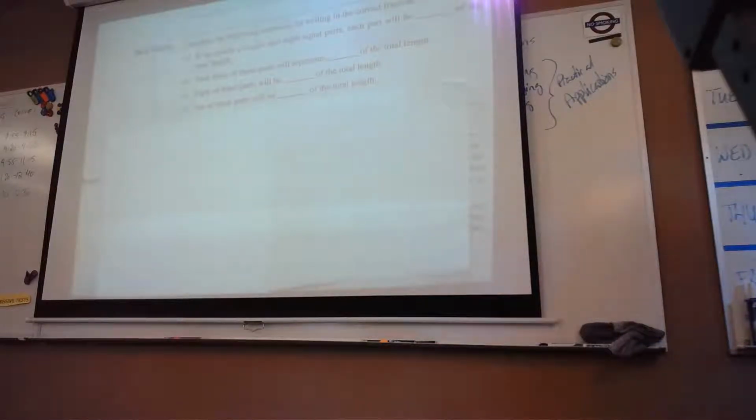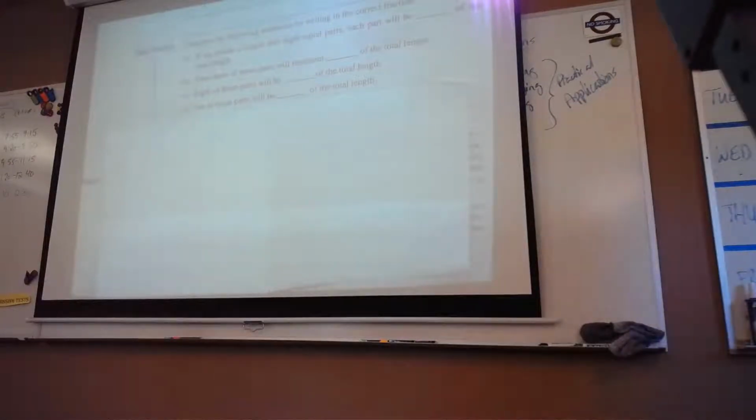Gwenny, 8 of these parts will be what fraction of the total length? 8/8. You might be tempted to reduce that to 1. I'm not a big fan of actually reducing that in this situation because 8/8 tells me that I have 8 parts out of 8 of them, whereas 1 just tells me I got a whole. Okay, that's actually less informative.